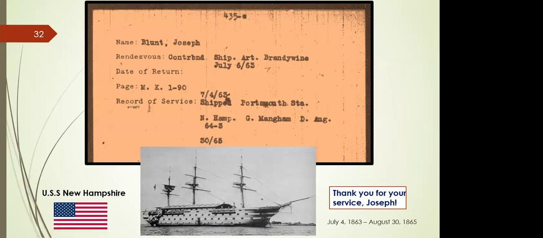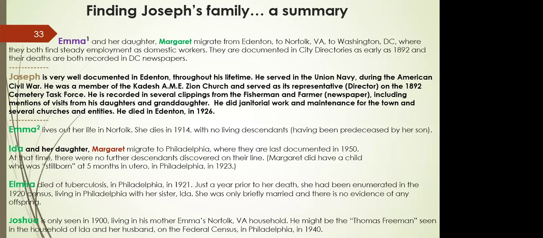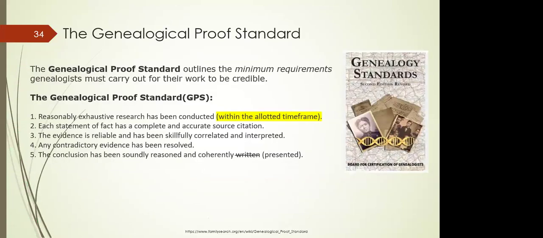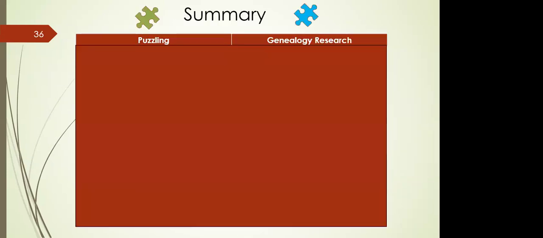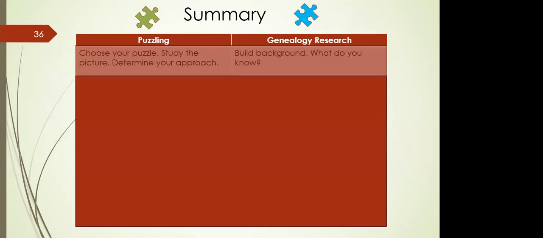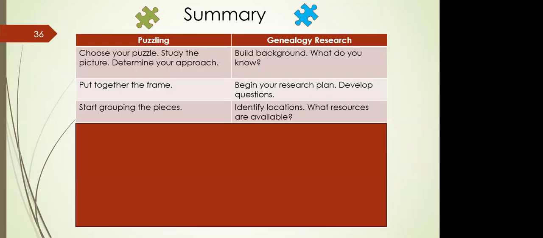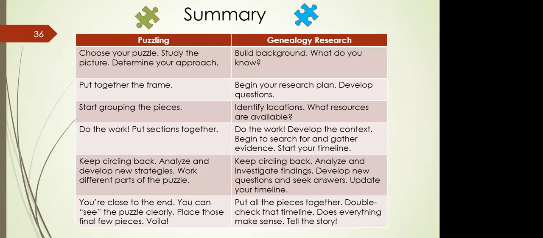I'm not going to read this. This is a summary of everything that we did. You can come back and play the video and read all of it on your own. I wanted to say that the genealogical proof standard was used here within the allotted time frame that I had, and that instead of written conclusions, I was asked to make presentations to people at Wake Forest, and so that's what I did, and that anything you've seen might change. I won't read that. You can look at that later, and I'll just let you look at the summary later also, how doing genealogy research is like putting together a puzzle.